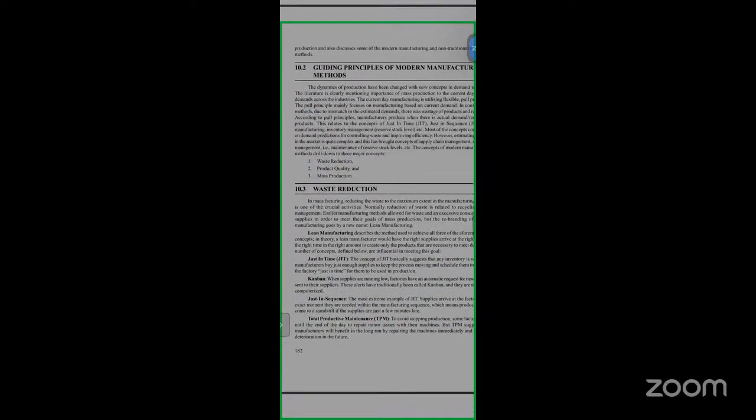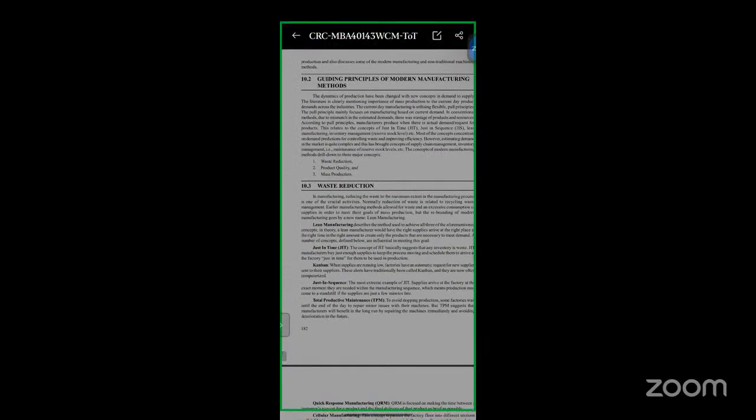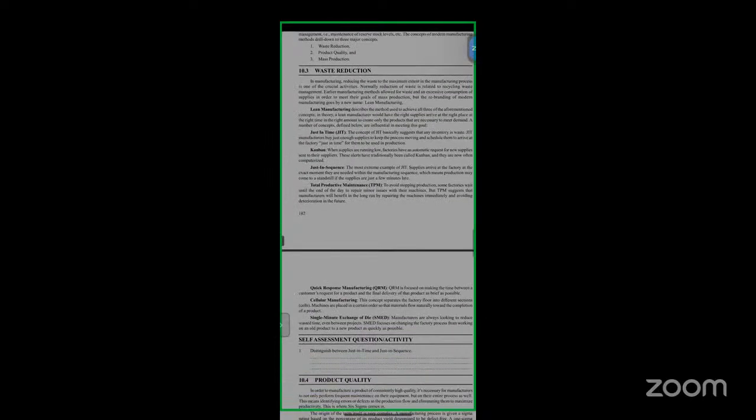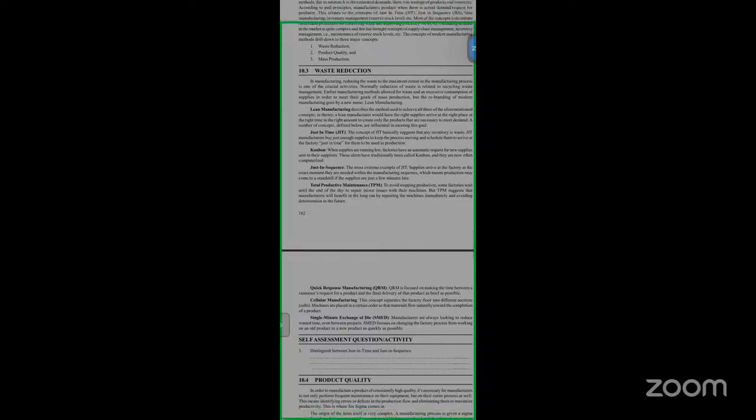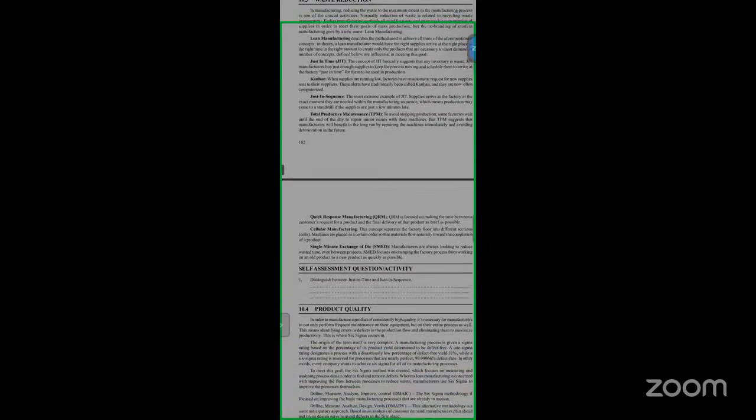Major concepts work on waste reduction, product quality, and mass production. So, how can we reduce the waste that takes place in the manufacturing yard? By following lean manufacturing, just in time, Kanban, and just in sequence, TPM, that is total productive maintenance, quick response management, cellular manufacturing, and single minute exchange of die.